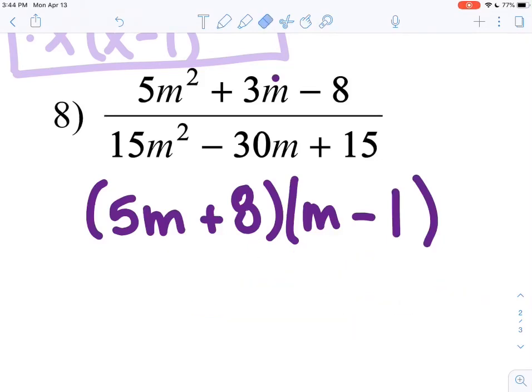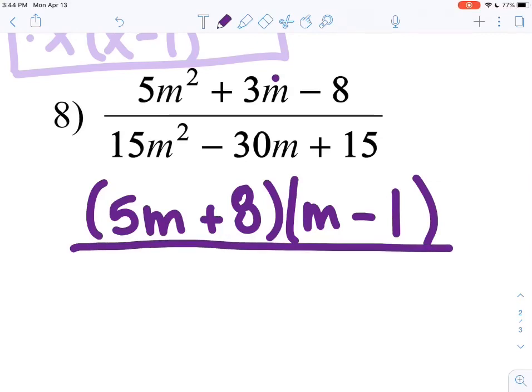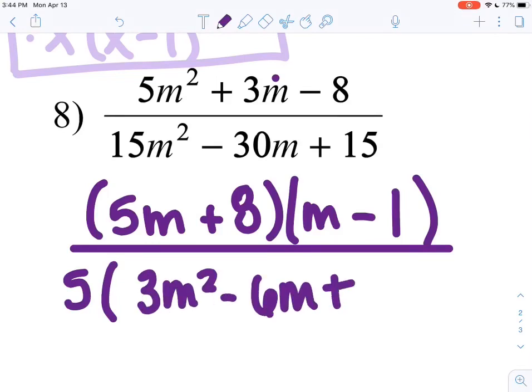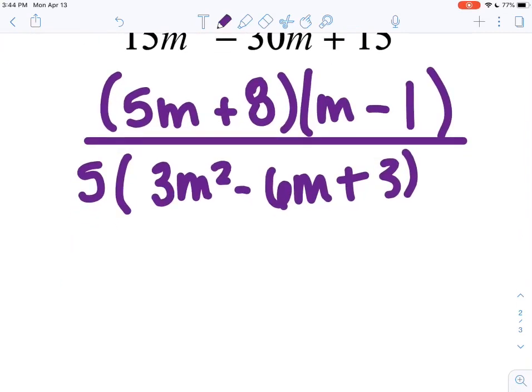So I'm going to erase that. In the denominator, I do have a GCF of 5. So I get 3m squared minus 6m plus 3. Now I have to keep factoring what's in the denominator. So the numerator is going to stay the same.